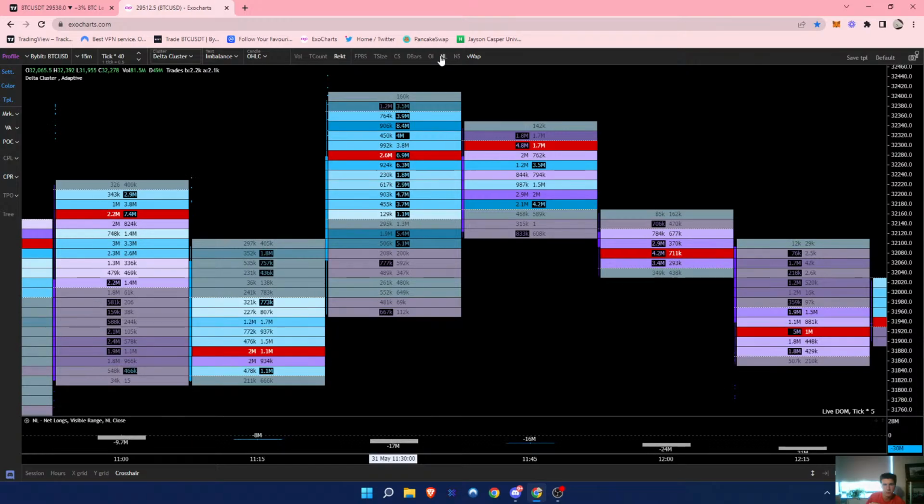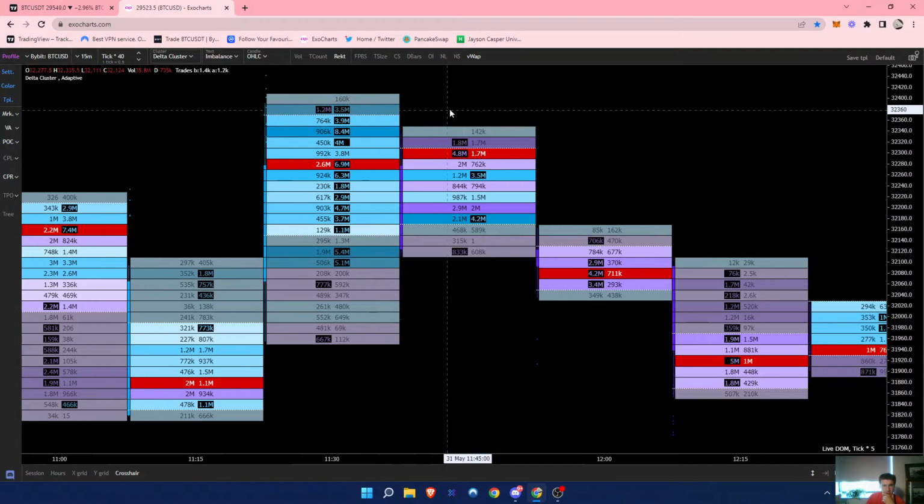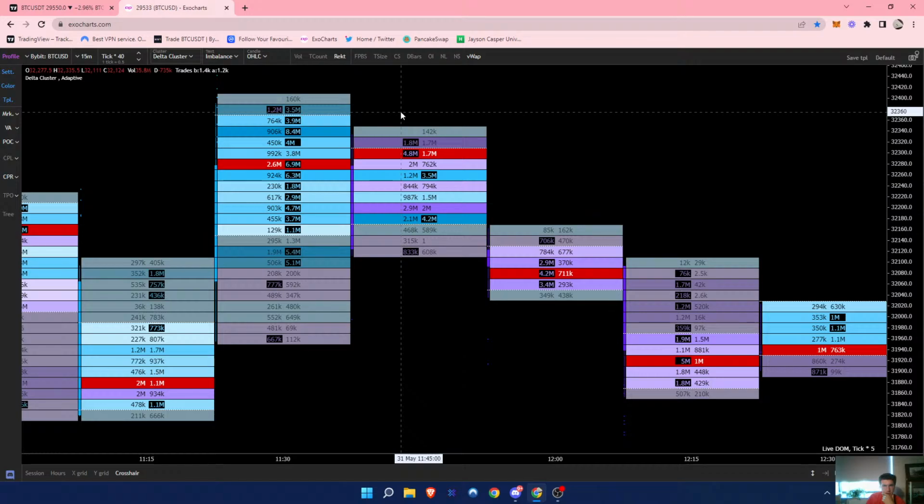So again, there's a bunch of long orders opening up right here. Again, at resistance, people are longing at resistance. And then immediately the next candle after, what do we see? We see stacked shorts coming in, imbalances of shorts.